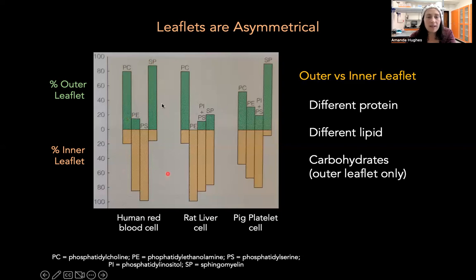Okay, so in the human red blood cell, you can see that there's a very high percentage of sphingolipids on the outer leaflet and not so much on the inner leaflet. Phosphatidylcholine and sphingolipids are on the outer leaflet, and the major components of the inner leaflet are phosphatidylethanolamine and phosphatidylserine, right? I just like this bar graph because the greens are showing the percentage of things on the outer leaflet, and the orange is showing the inner leaflet, and they're not the same. So again, flippases, floppases, and scramblases are helping to drive that asymmetry.